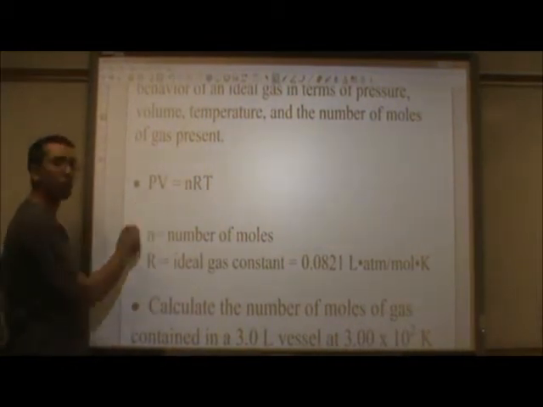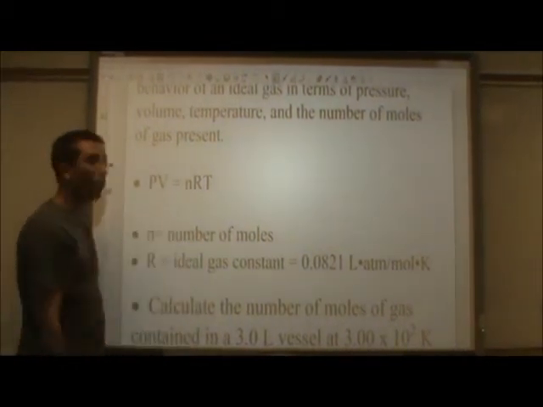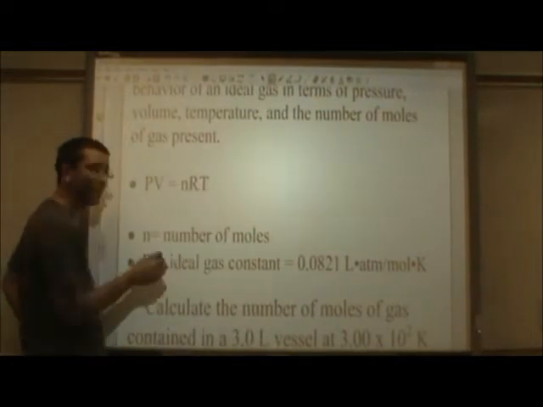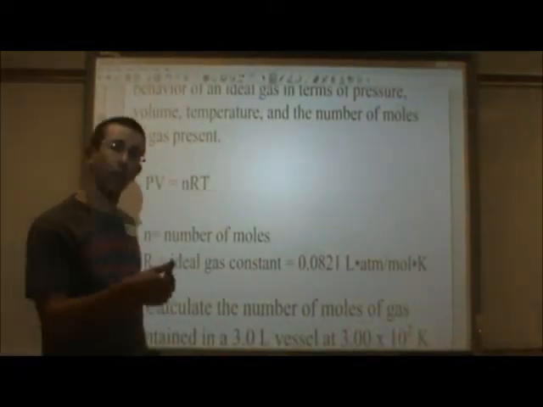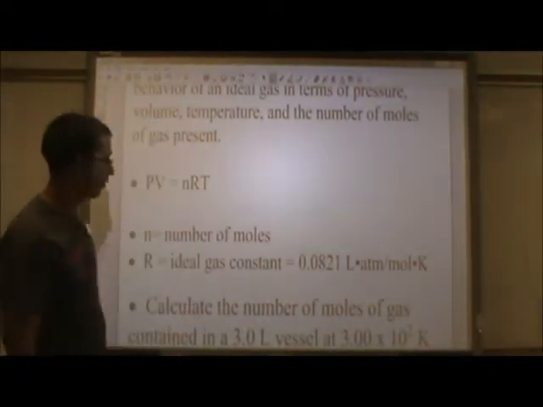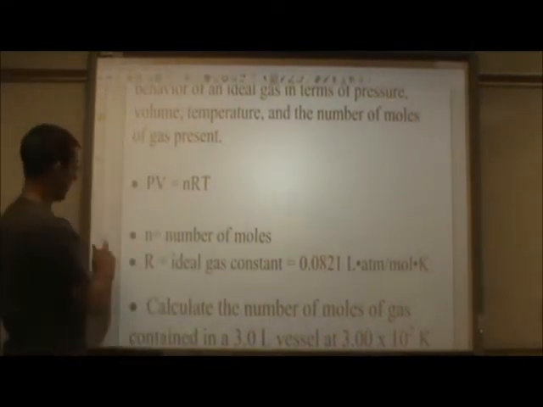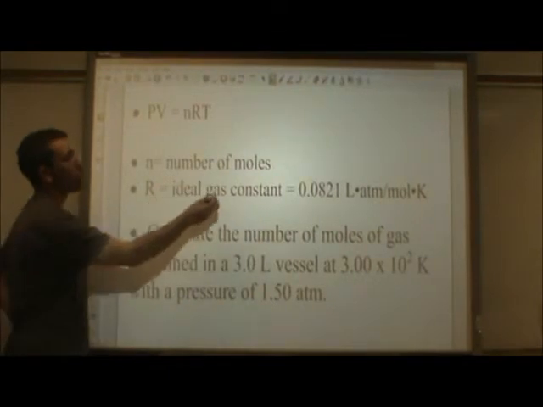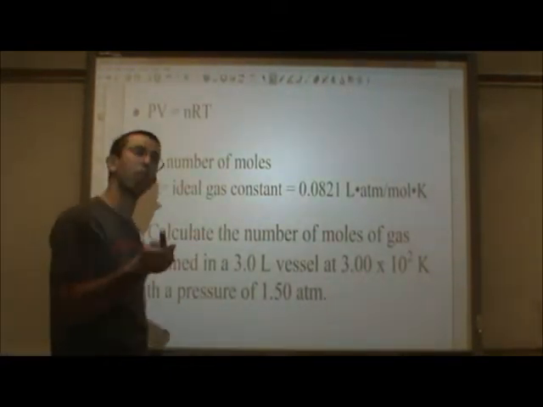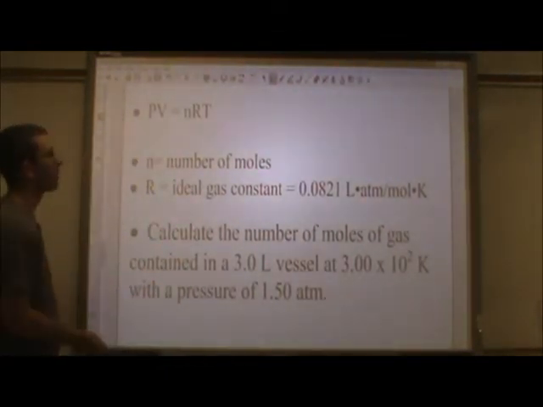So, let's go through it. P is pressure. V is volume. I'm going to jump over to T, and that's temperature. These are the ones we've dealt with: pressure, volume, temperature. Don't forget temperature. Yep, still must be in Kelvin. Alright, let's talk about the n and the R. The n represents the number of moles of your gas.